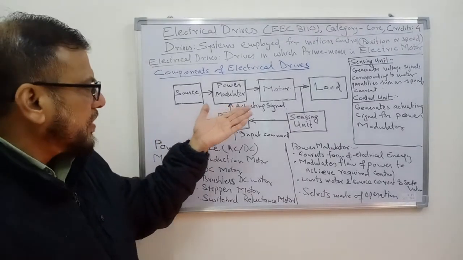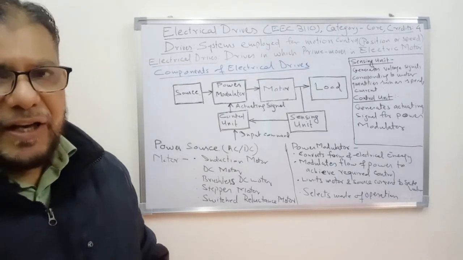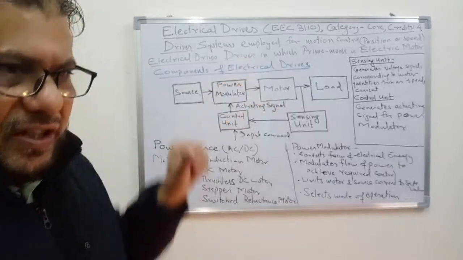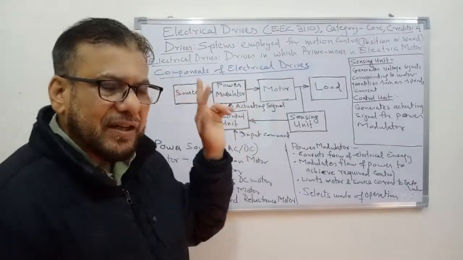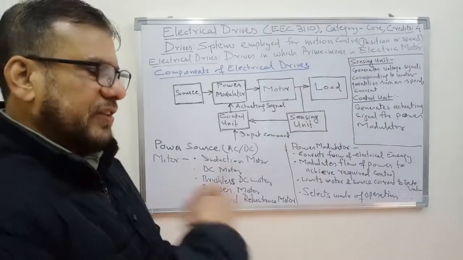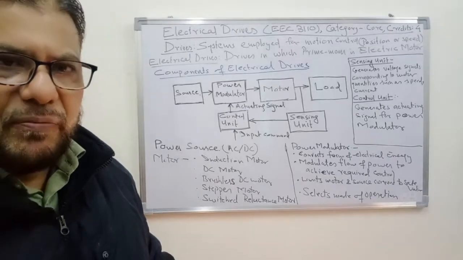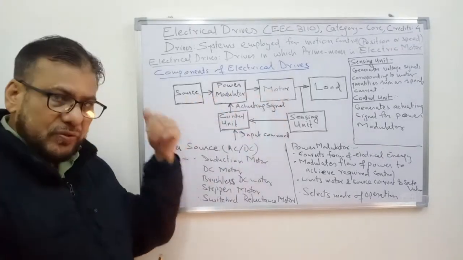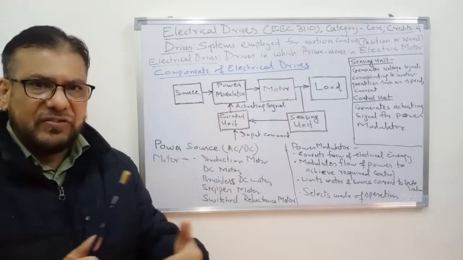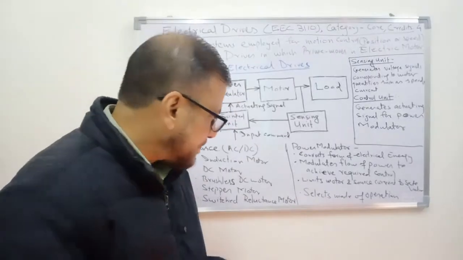For example, you are using a DC motor here. During the starting, the current will be very high. So the power modulator will make the necessary changes so that the current does not cross the safe limit. Similarly, during reversing, speed reversal, again the current may shoot up beyond the safe limit of the motor as well as the source. So it will make necessary changes during these transients so that the current remains in the safe limit.